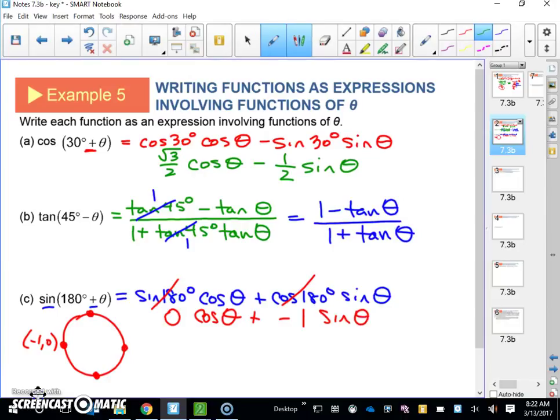And so I'm looking at 0 cosine theta plus -1 sine theta. This is going to fall out. 0 times cosine theta is going to be 0. But it's 0 plus -1 sine theta, and that simplifies to just negative sine theta.